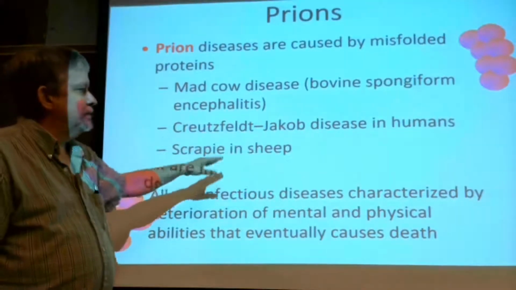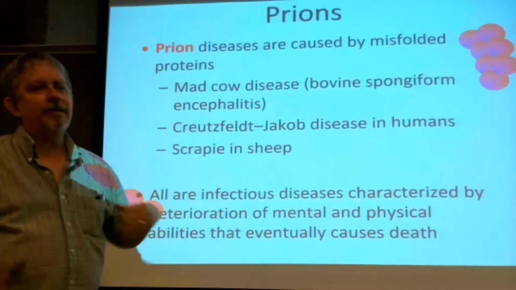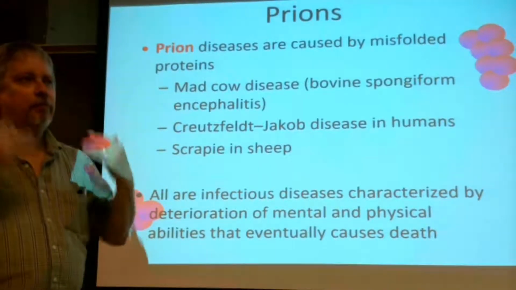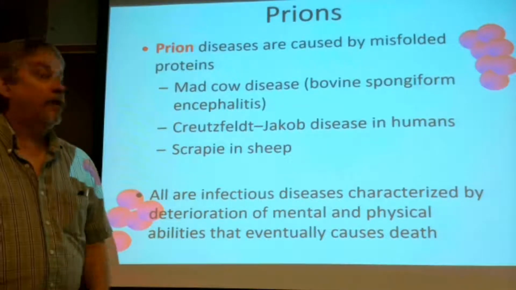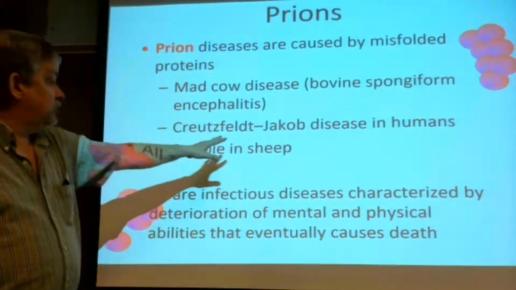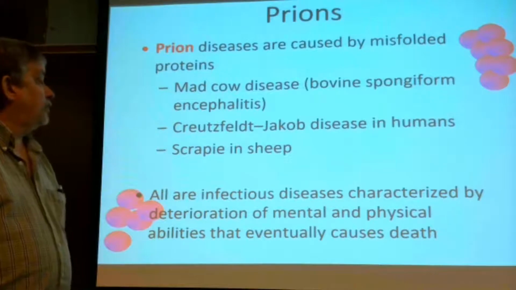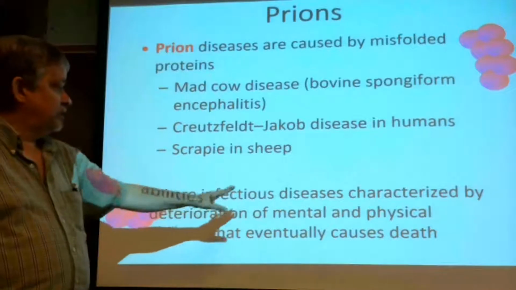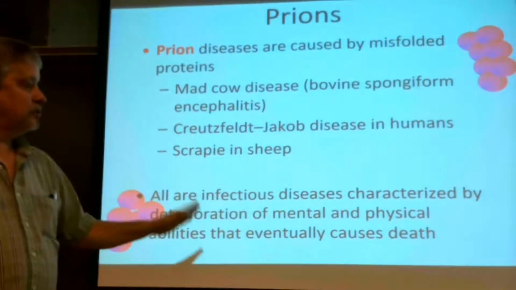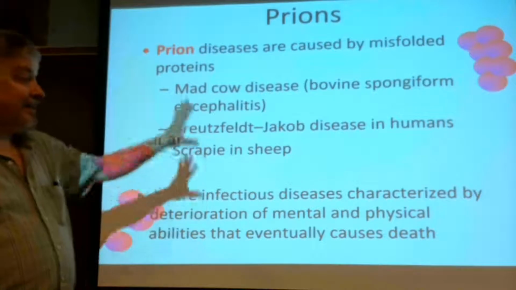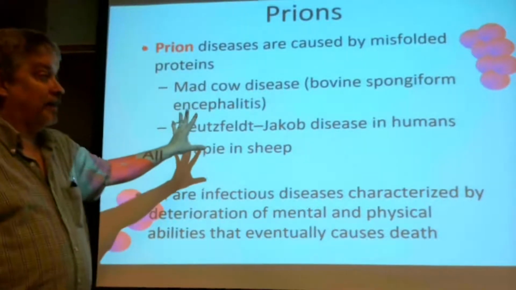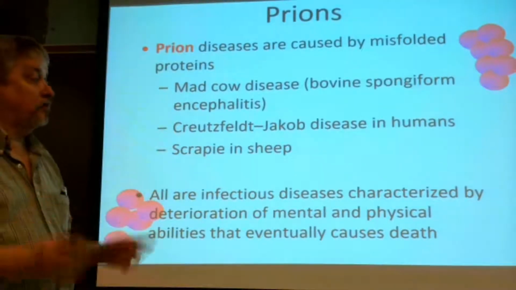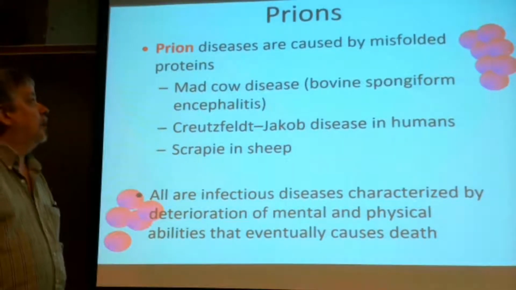Creutzfeldt-Jakob disease in humans is always terminal. It's lethal. It is a misfolding of the proteins in the body, especially the brain, that it just will not function right. Scrapie in sheep is a prion disease. All are infectious diseases characterized by deterioration of mental and physical abilities that eventually causes death. So you can see that the proteins folded correctly is critical. When you get these diseases that start to misfold the proteins, disaster comes about.